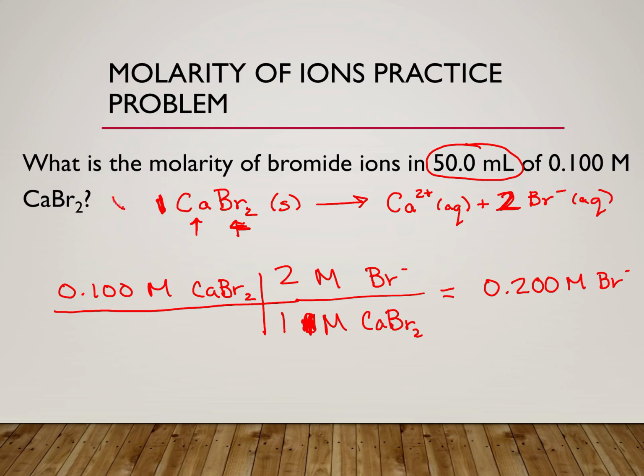Okay, but the key, like I said, is thinking about this whole breaking apart thing. Had I asked you for the molarity of the calcium ion, that would be the same as the molarity of the calcium bromide, because for every 1 calcium bromide, we're getting 1 calcium. So you need to think about how many of those pieces will be floating around in solution when you are asked a question like this.